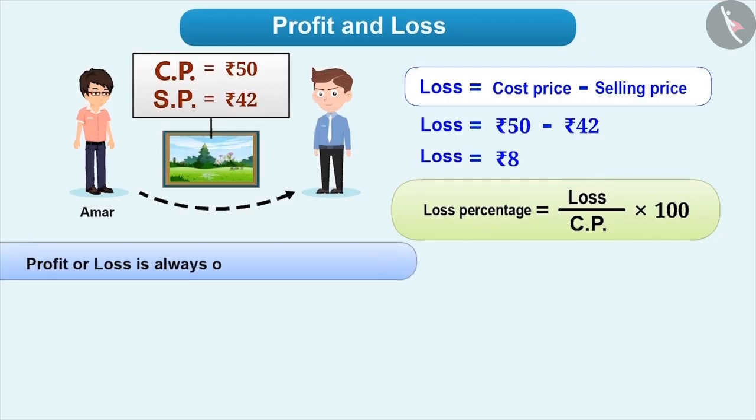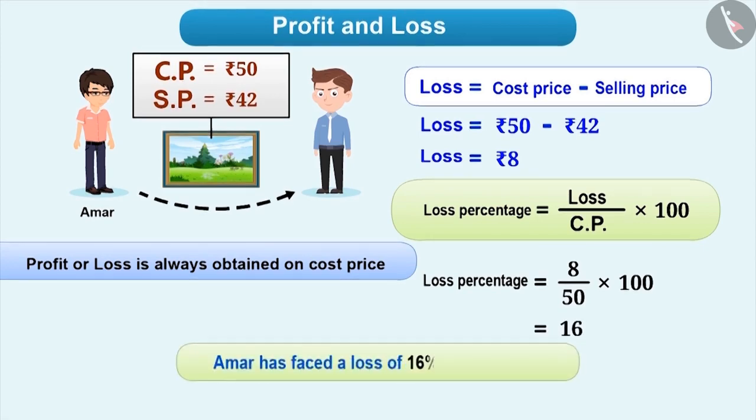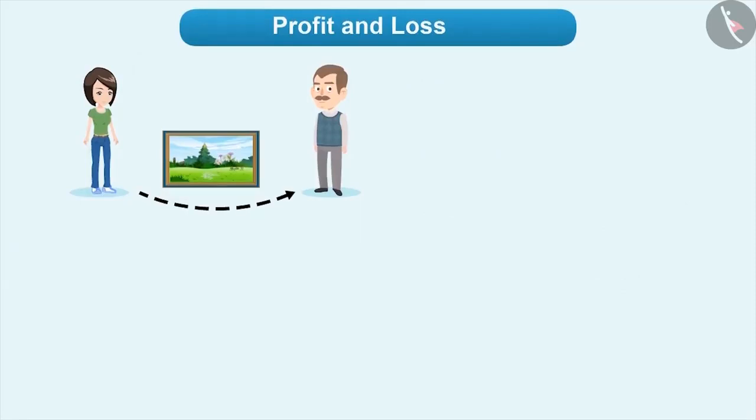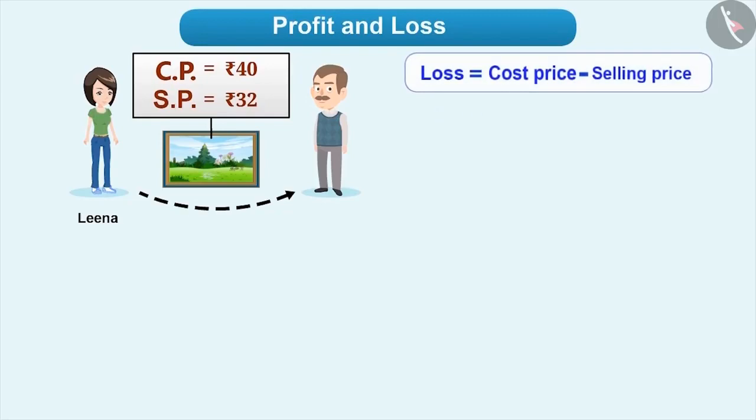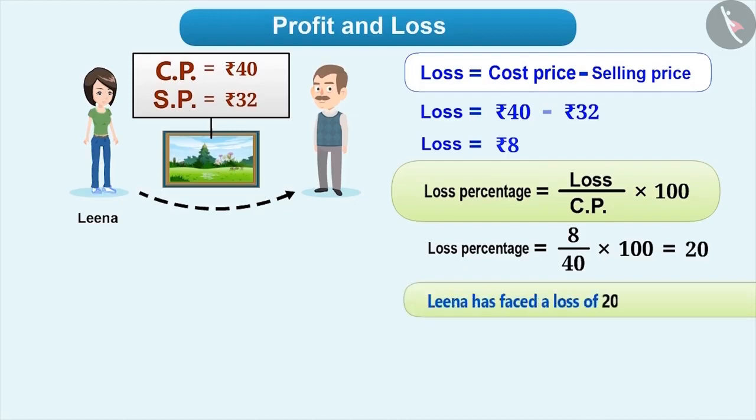Remember that profit or loss is always obtained on cost price. So loss percentage for Amar is equal to 8 by 50 into 100, which is equal to 16. So he gets a 16% loss on his cost price. Similarly, if Leena has sold a 40 rupee photo frame for rupees 32, then she faces a loss of rupees 8. So loss percentage of Leena is equal to 8 by 40 into 100, which is equal to 20. So Leena has faced a loss of 20% on the cost price.